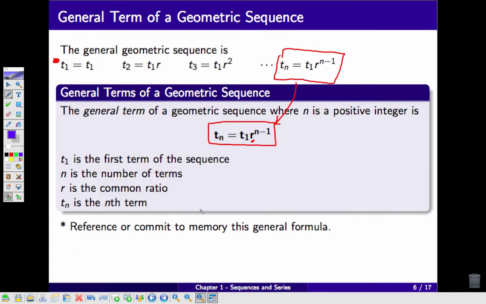So hopefully you've taken a look at these examples. Here's the general term of a geometric sequence. The only difference here is we're going to use this variable r, and then we have n, which is the number of terms, t1 is the first term, and a very simple formula.